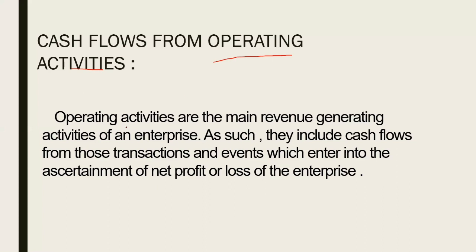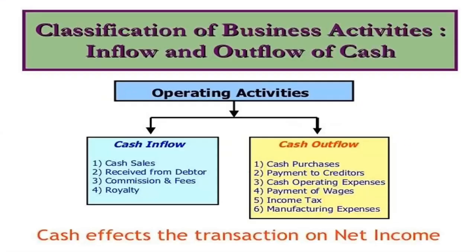So operating activities are the main activities of the enterprise. That means it is the main cash or revenue generating activity of the enterprise. Here we can see, from operating activity, we have cash inflow in the form of cash sales, cash received from debtors, or commission received, or royalty received. This is cash inflow from operating activities.